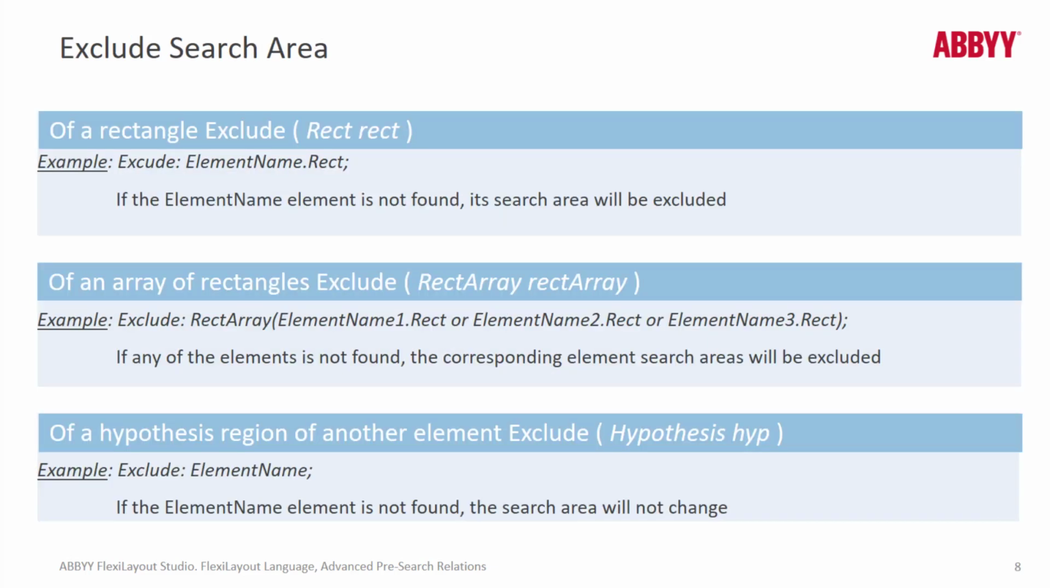So similarly to our ability to specify a search area in the way I just described, we can also exclude from the search area. So not only can you exclude a rectangle, but also an array of rectangles. And you can also exclude some hypothesis from the search.